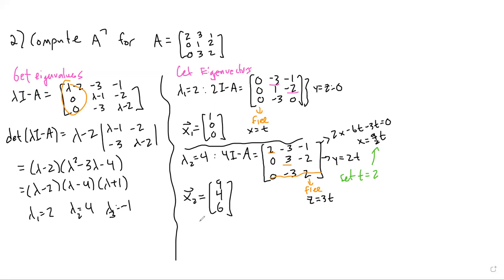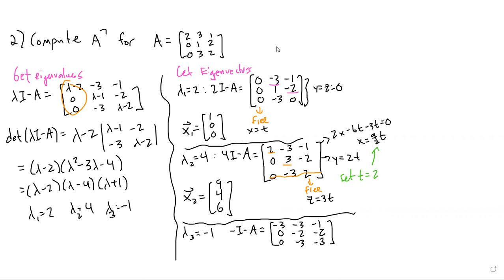And then my last one, I have enough space here, hopefully. Lambda 3 is -1, so negative I minus A is going to be -3, -3, and -1, 0, -2, and -2, and 0, -3, and -3. And again, finding the null space of this.